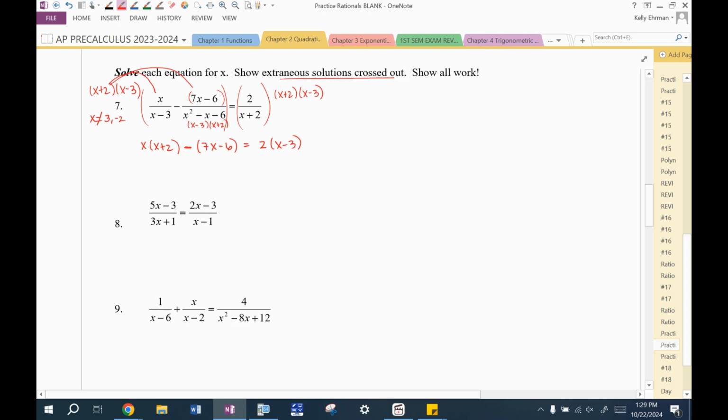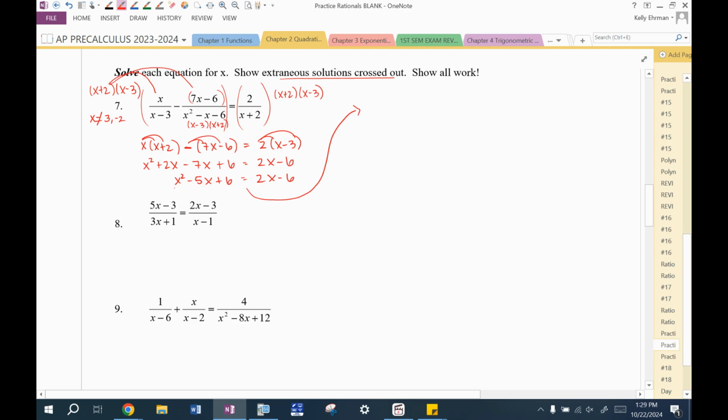Now this is an equation that's not rational to solve, so I need to distribute and get rid of parentheses. So this becomes x squared plus 2x minus 7x plus 6 equals 2x minus 6. Clean things up on each side of the equation. This is a quadratic equation.